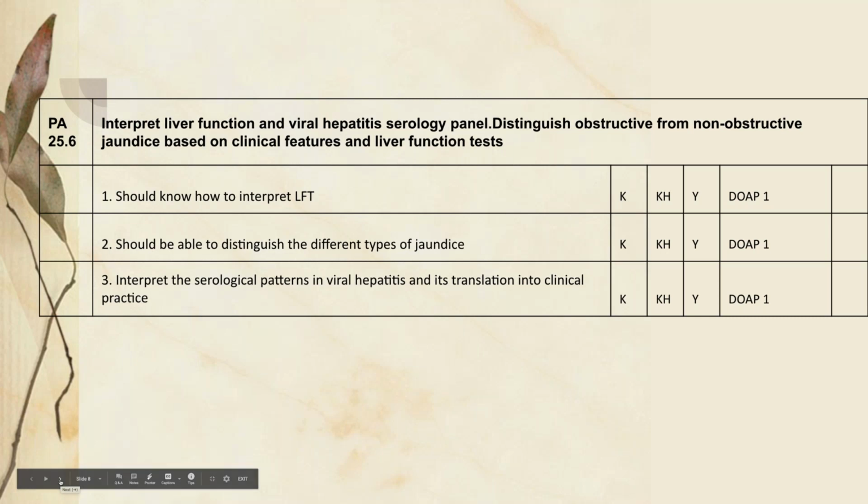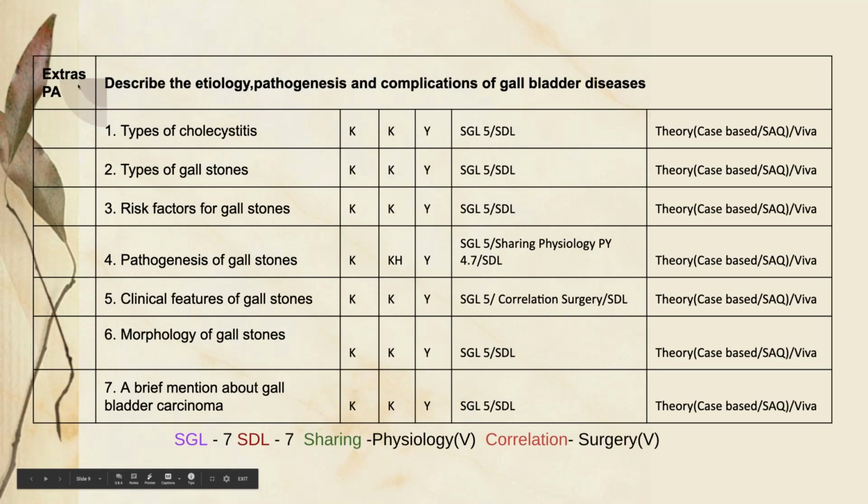Okay, now these two competencies I've written as extras because they were not there, because we finished all six competencies given by the curriculum. This was not there in that. So I thought this is one portion that we do teach them, though I'm not very sure. So cholecystitis, the types of gallstones, the risk factors, pathogenesis, clinical features, morphology, and a brief mention about gallbladder carcinoma. Since I didn't find it as a core competency in the curriculum, I thought probably small group learning or self-directed learning should be enough for this. What are the thoughts on this?